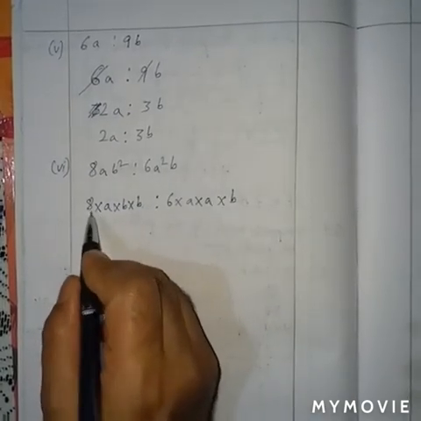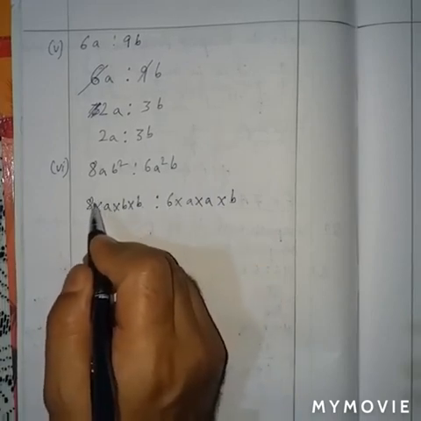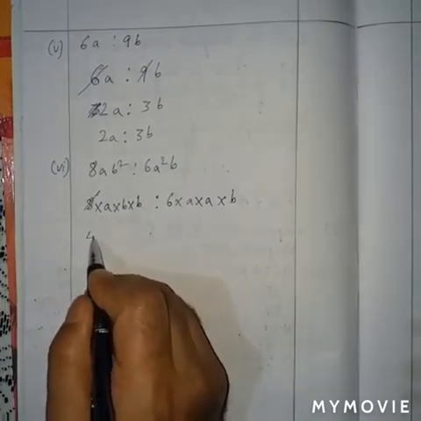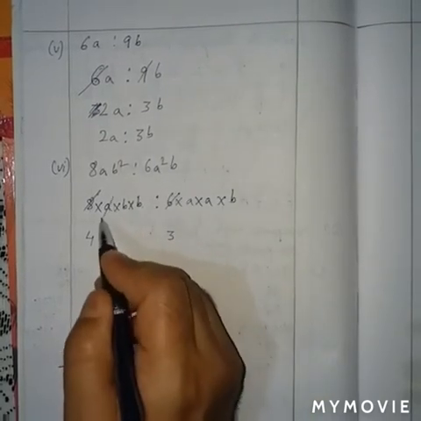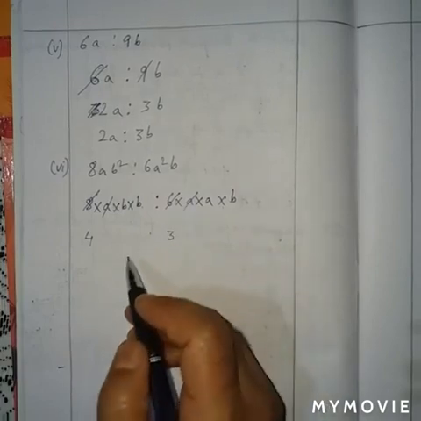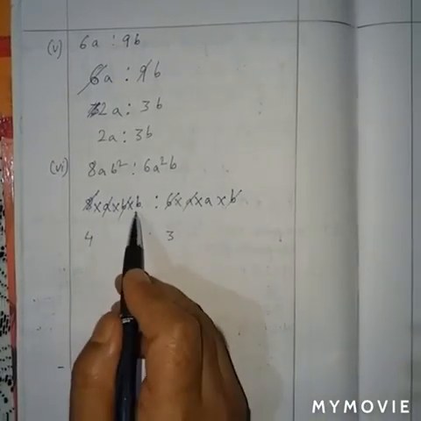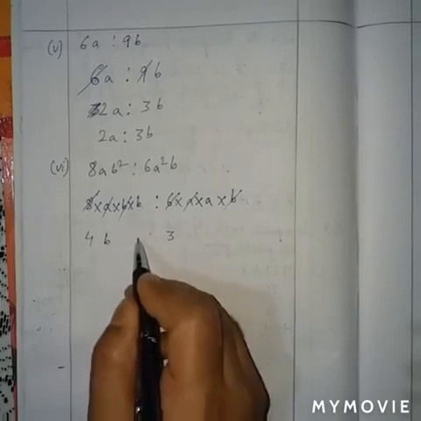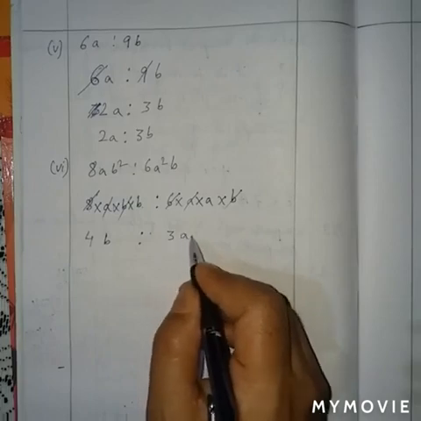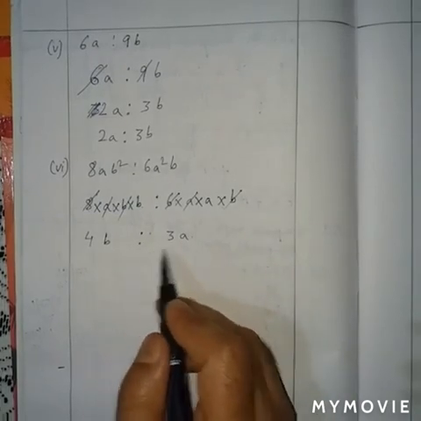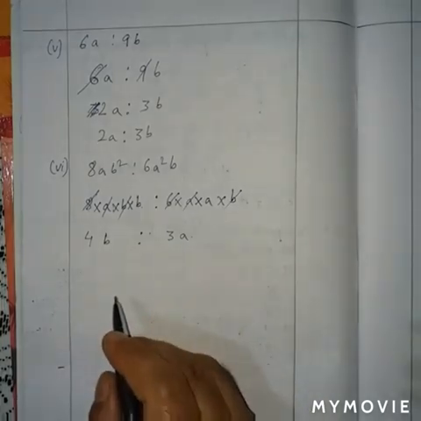Now these two are even numbers, so we can cancel by 2. 2 4s are 8, 2 3s are 6, this a and this a cancel, and this b and this b cancel. What is remaining here? b is remaining, is 2. What is remaining this side? a is remaining. So 4b is to 3a is the simplest form of this question.